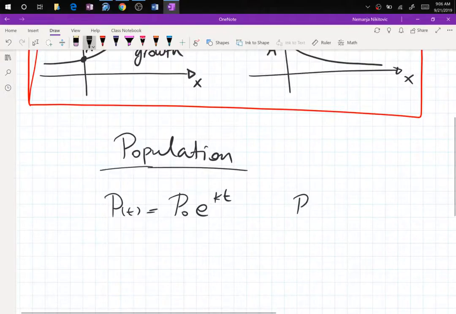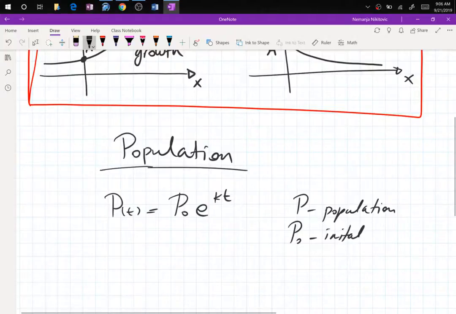where P is population, P0 is initial population, and then t is time in years.